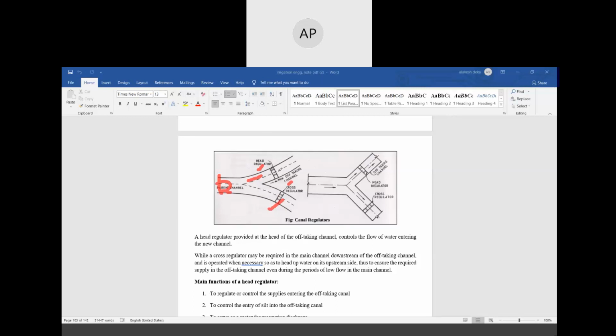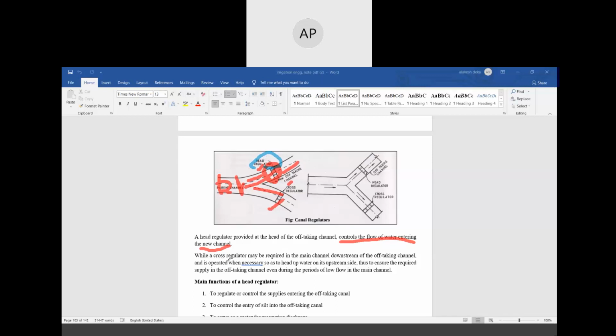So here in the diversion portion, this is the main canal, isn't it? It is diverted into two parts. Here in a canal there is a head regulator. Why is it provided? At the off-taking channel, it controls the flow of water entering into the new channel. So this will be a new channel, isn't it? So to control the water entry, here we provided a head regulator. Okay, have you understood what a head regulator is?